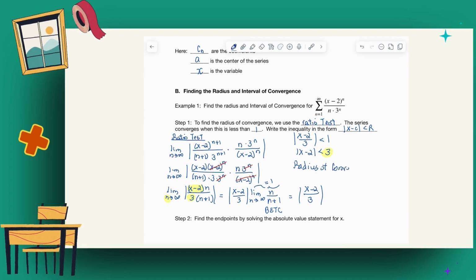You have learned how to find the radius of convergence of a power series.